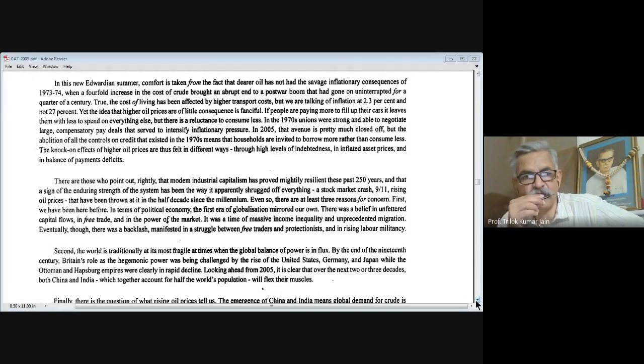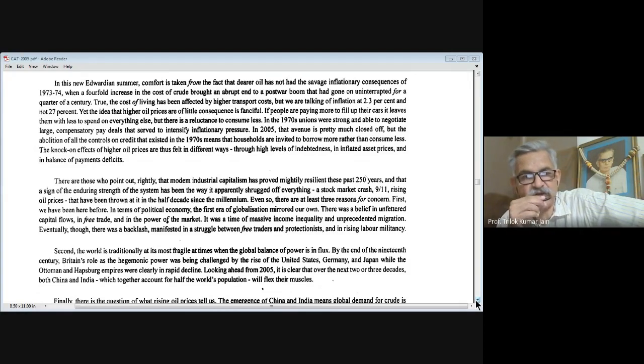First, we have been here before. In terms of political economy, the first era of globalization mirrored our own. There was a belief in unfettered capital inflows, in free trade, and in the power of the market. It was a time of massive income inequality and unprecedented migration. Eventually, though, there was a backlash, manifested in a struggle between free traders and protectionists, and in rising labor militancy.